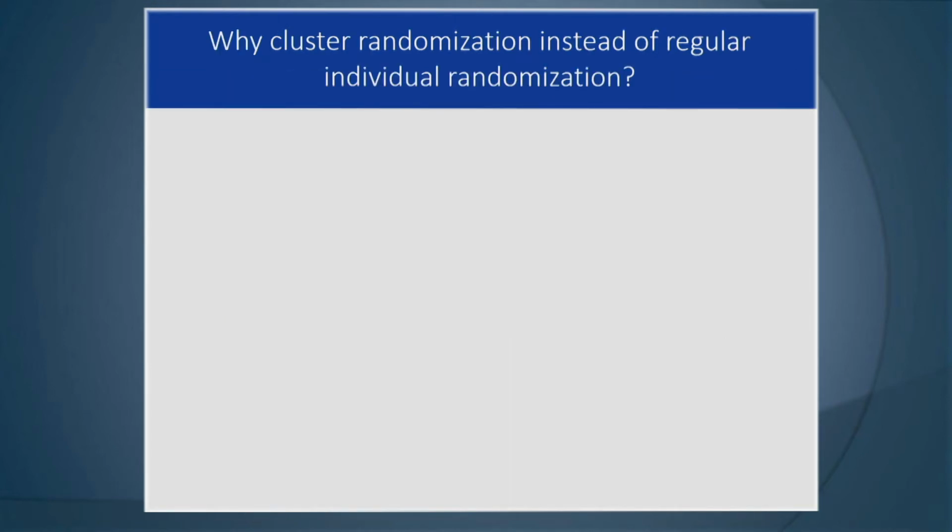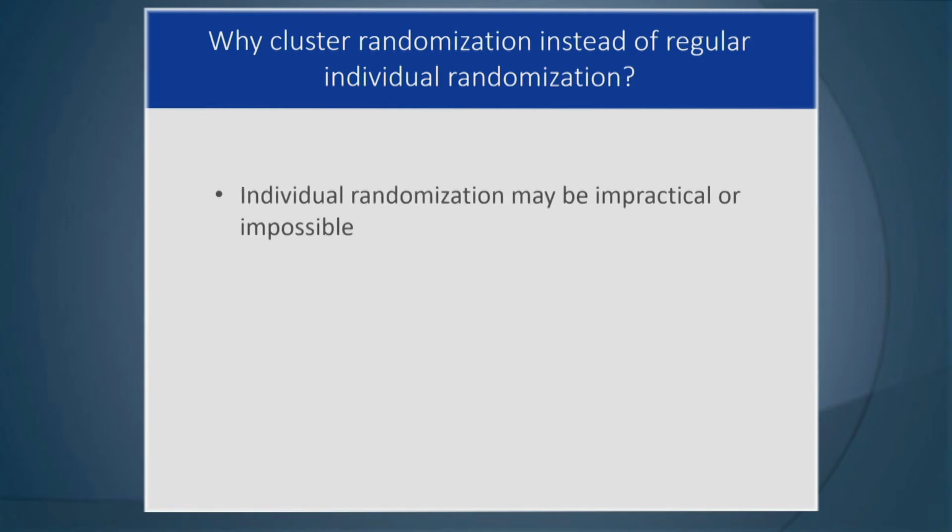So why do we cluster randomize instead of just doing a regular individual randomization? Well, individual randomization may be impractical or even impossible. Think, for example, about a teaching method. Maybe within a school you could have different classrooms having different teaching methods, but you can't have within a class different teaching methods. So that's just impossible. It could also be impractical. It complicates things if you randomize within the cluster.